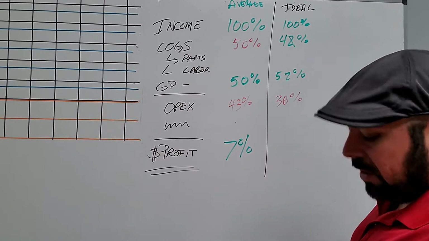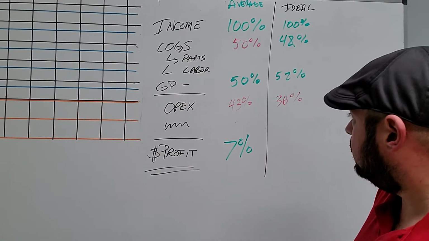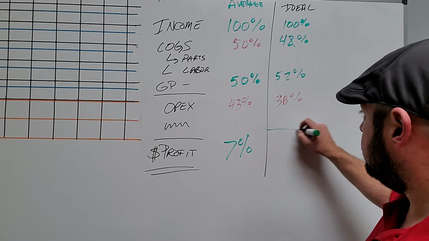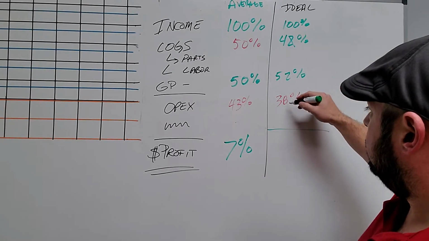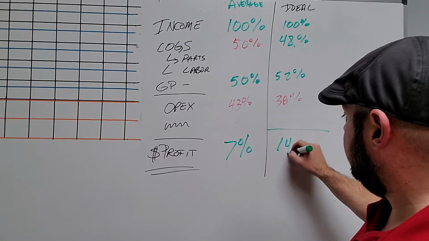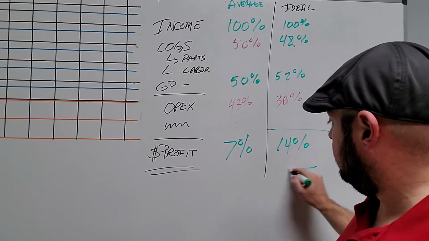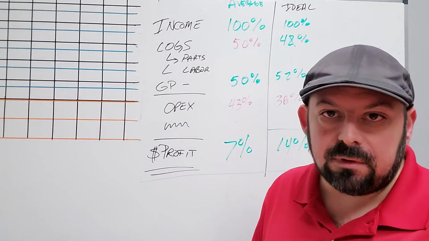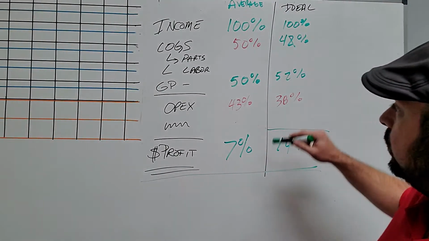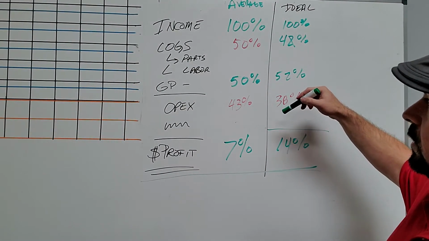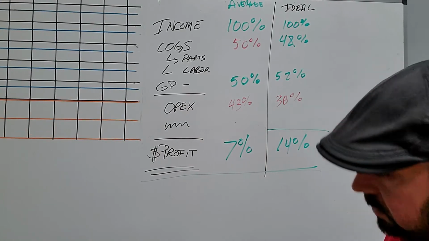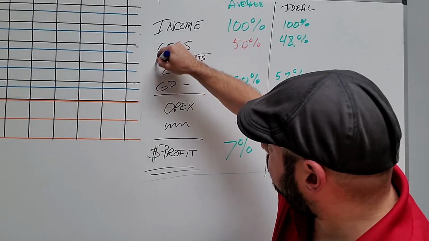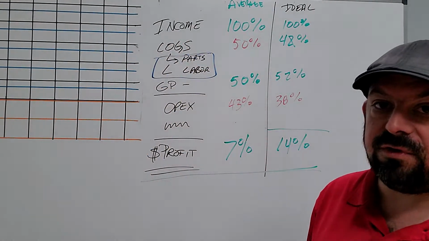So we'll break this down. You've now got 14% net. That is a lot better than 7, double, in fact. But in order to make these numbers work, the key is getting this relationship right between parts and labor, right?